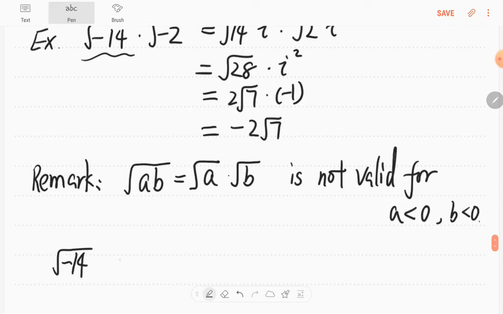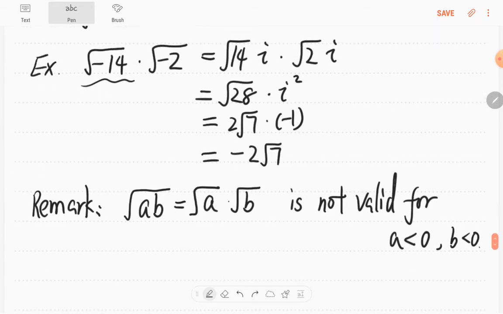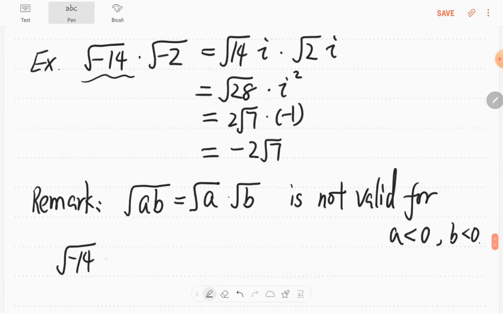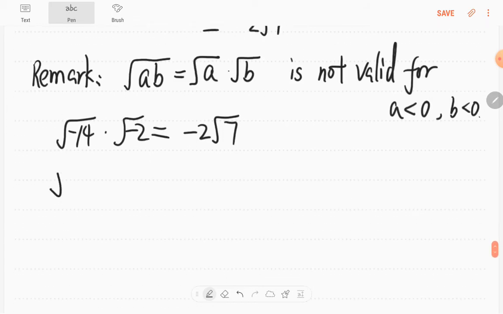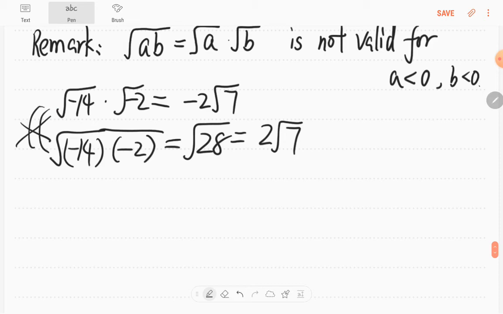If we assume this is true, it's not equal to, we should write another word. So we know that square root of negative 14 times square root of negative 2, we just calculate, is equal to negative 2. Okay, so now let's look at square root of negative 40. If we combine it, this is the square root of 28, which is 2 square root 7. So you can see these two are not equal, right?